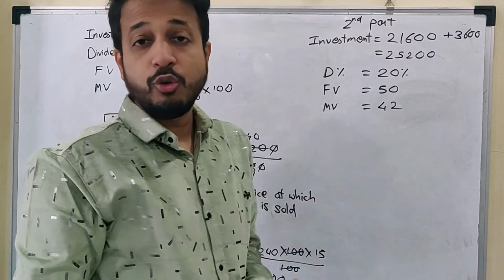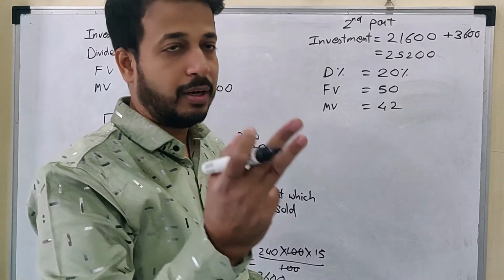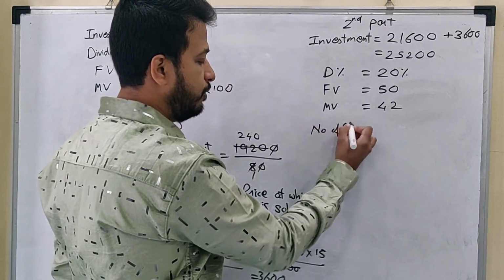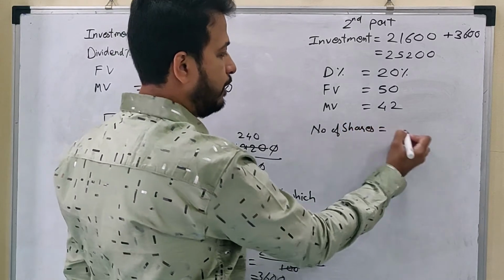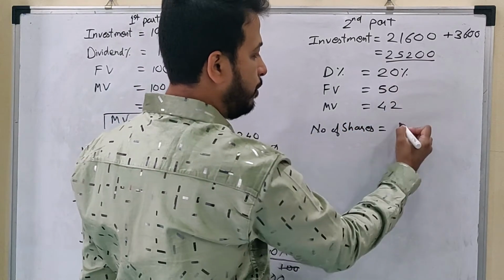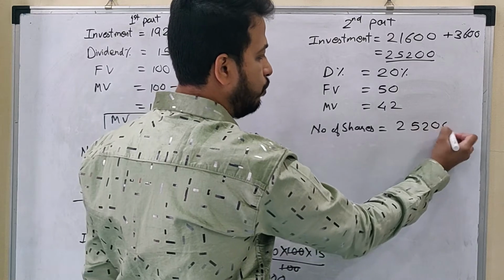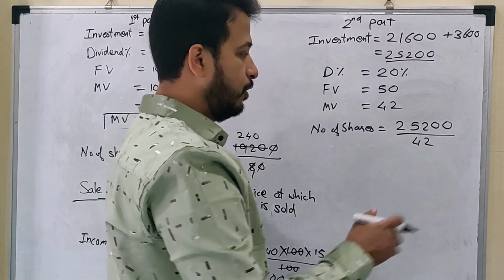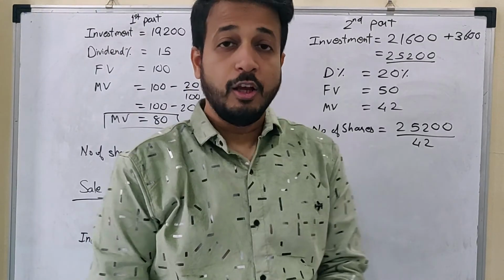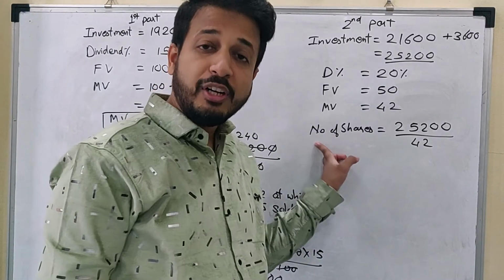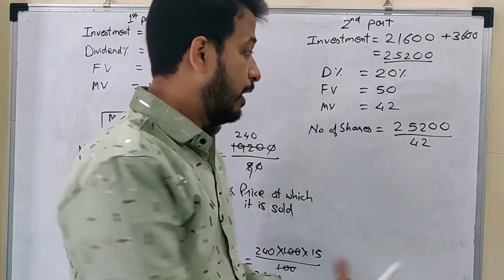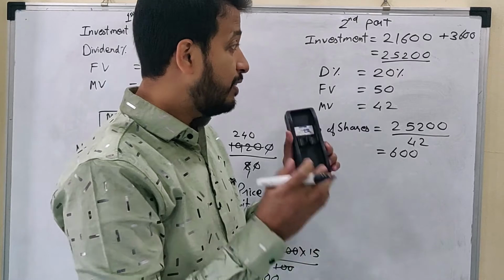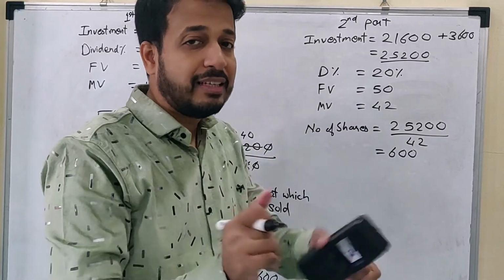Now in the second part also we have to find the annual income. Now how will we get the number of shares? Again the same way. Number of shares is equal to investment, which is 25,200 upon 42. So I have to divide this. So over here, if I divide this, I'll get the number of shares as 600. So in the second part, she has bought 600 shares.